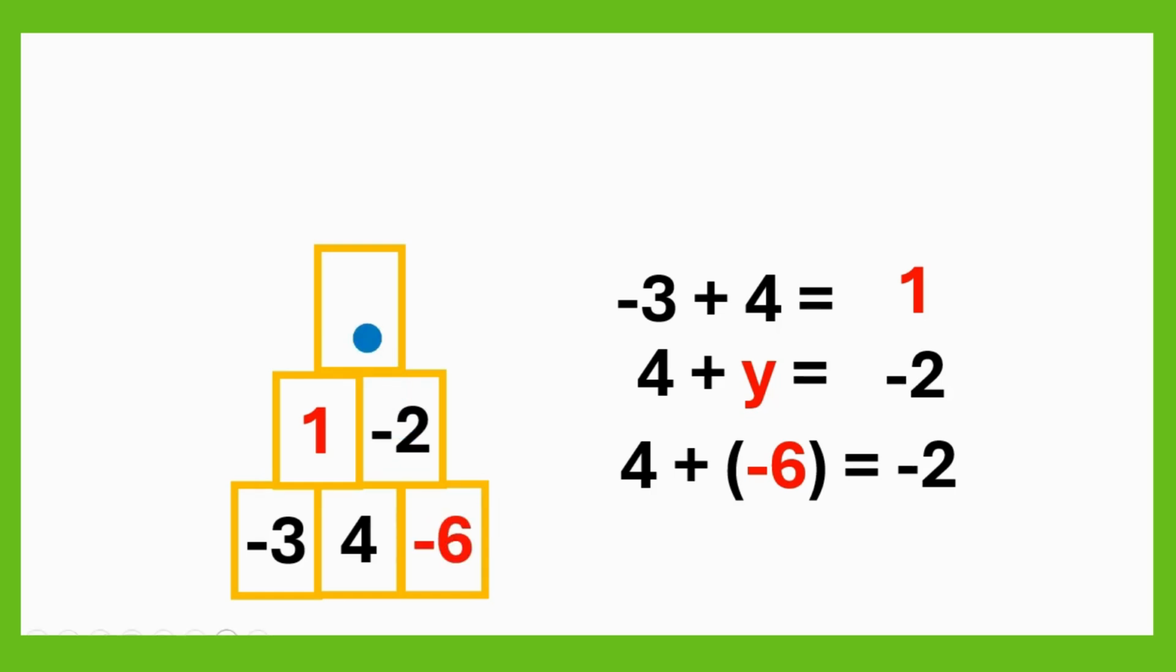Alright, so for us to get the last empty box there, the addition, that would be 1 plus minus 2. This 1, plus minus 2. And 1 plus minus 2 is like saying 1 minus 2, and that is giving us minus 1. So right here we are going to have minus 1.